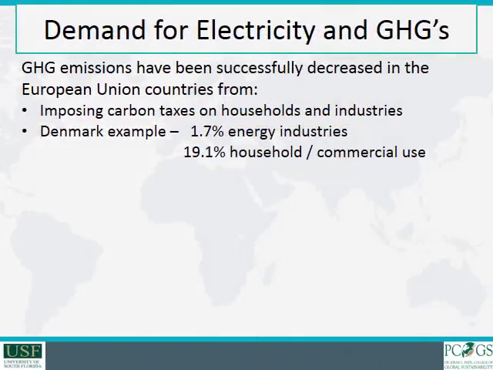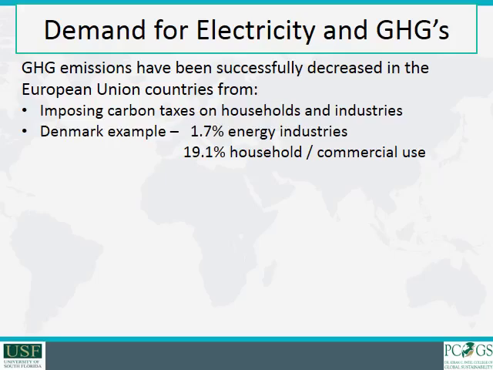For our last slide that deals with Chapter 4, we'll look at an example out of the book. The book describes how greenhouse gas emissions were successfully reduced in European Union countries where carbon taxes were imposed on households and industries. They use the example of Denmark. Greenhouse gas emissions from energy-related industries fell 1.7% from 1990 to 2004, and 19.1% for residential and commercial energy use.